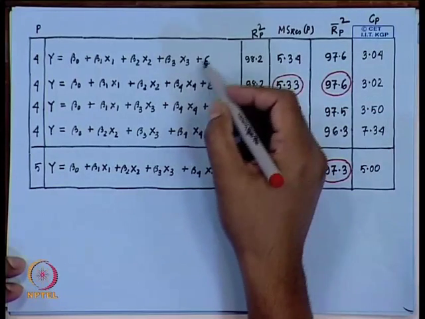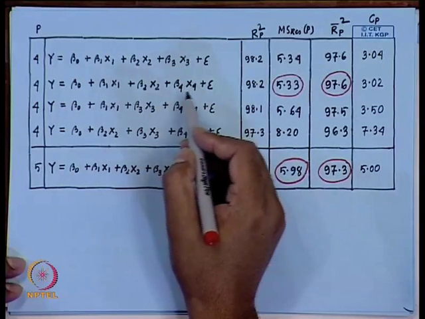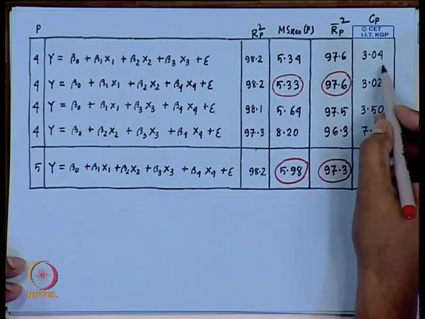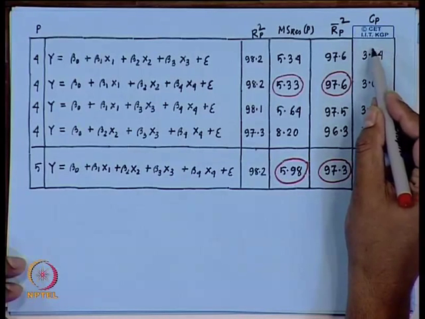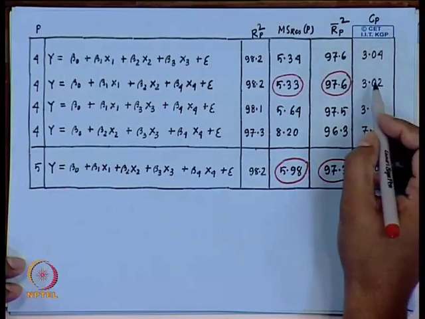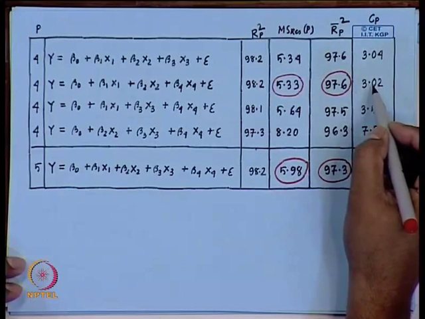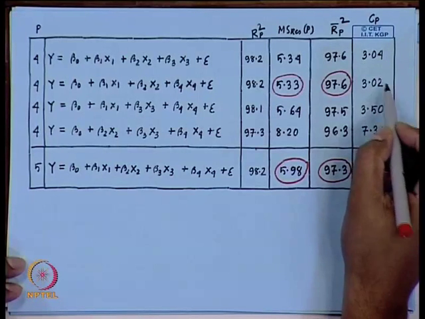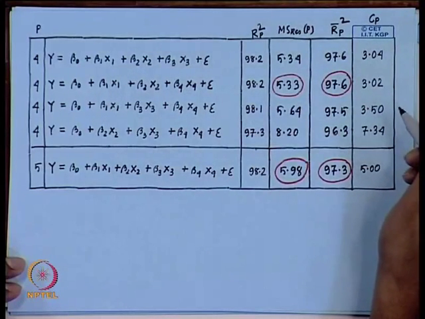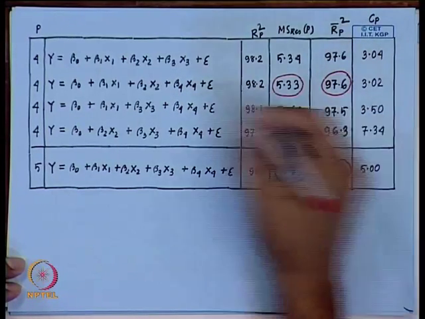So, here you can see that these 3 models, involving x 1, x 2, x 3, x 1, x 2, x 4 and x 1, x 3, x 4, are acceptable under the Cp criteria, because these values are small, especially 3.02, and a low Cp value indicates a better fit. Among these models, this one is the best one, but all three are acceptable because they are reasonably small and also close to p.